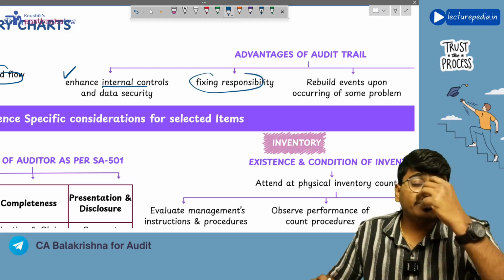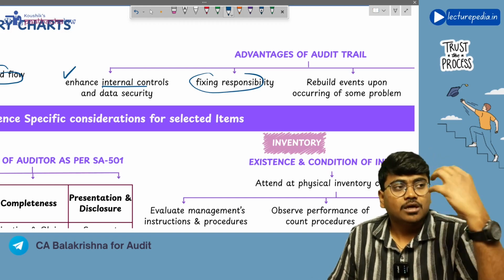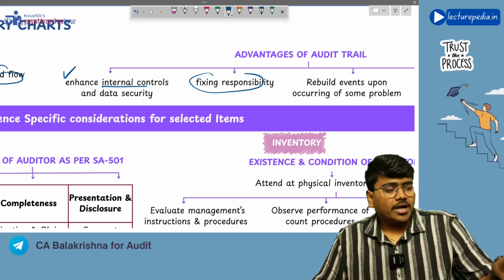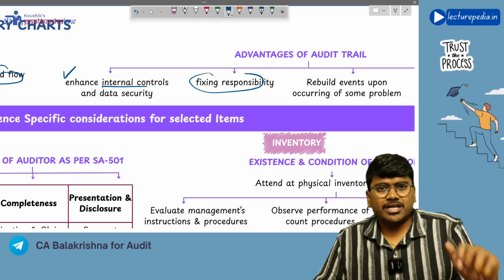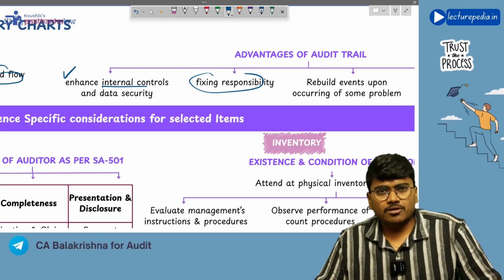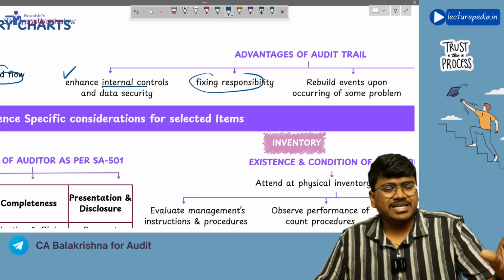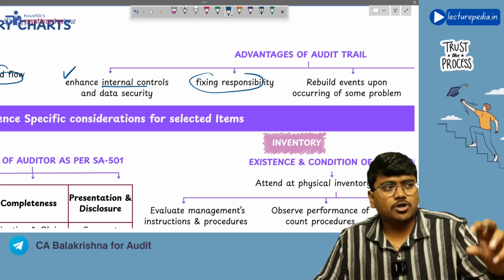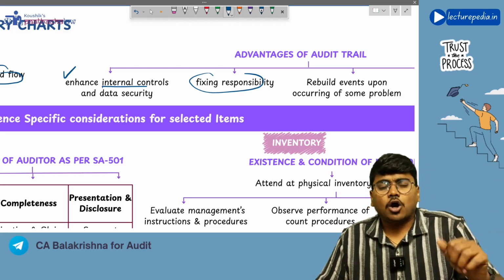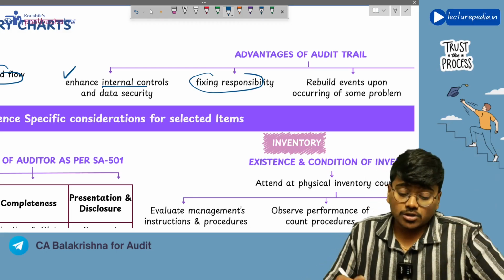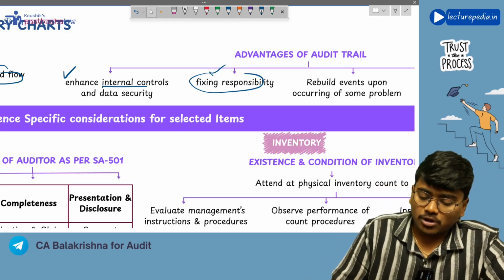Next, it will fix the responsibility on the persons. When someone has passed the entry, the audit trail will keep a record that this person has passed the entry. Now in future, if management or anyone comes to know that the entry is wrong, you can question the person who has passed the entry, right? Because by seeing the audit trail, you will get to know who has passed the entry, correct or not. So it will help in fixing the responsibility.